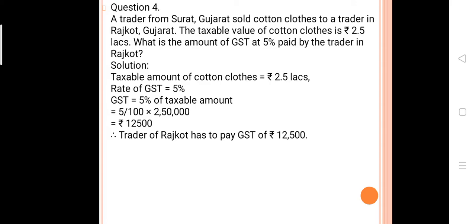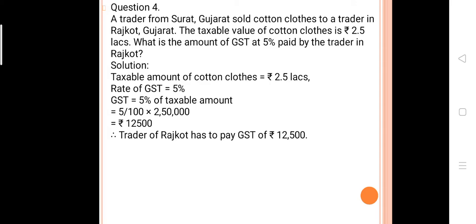So on which value are we always calculating? We are calculating on the taxable amount. So many students have a doubt regarding this. They are sending messages. That's why I am explaining this. So always remember, you have to calculate the GST on the taxable amount, not the total amount. Taxable amount means the price at which you are purchasing that product, that good or that service.